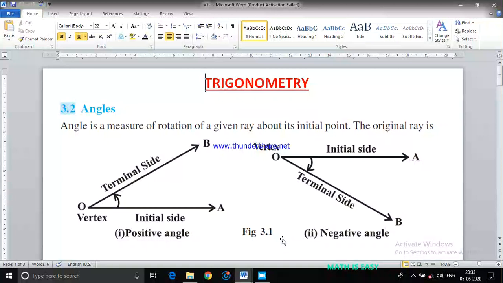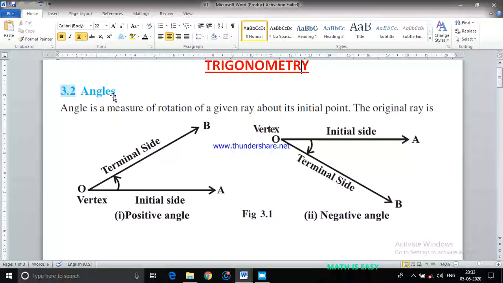Now, in today's live session we discussed the example questions of the functions and all. Now we are going to start the new chapter, that is trigonometry. That is chapter number 3 in class 11. So let's see. First one is angles.